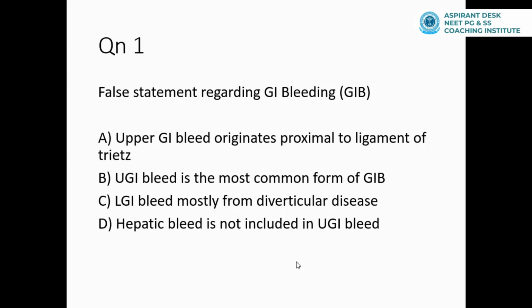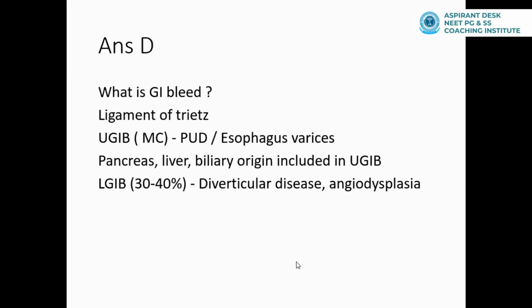It's a straightforward question. The ligament of Treitz is a landmark. Proximal to the ligament of Treitz is upper GI bleed, distal to that is lower GI bleed. The most common GI bleeding is upper GI bleed compared to lower GI bleed. In lower GI bleed, the most common cause is diverticular disease. Hepatic bleed, pancreatic bleed, and biliary tree bleed are all included in upper GI bleed. So option D is the false statement.